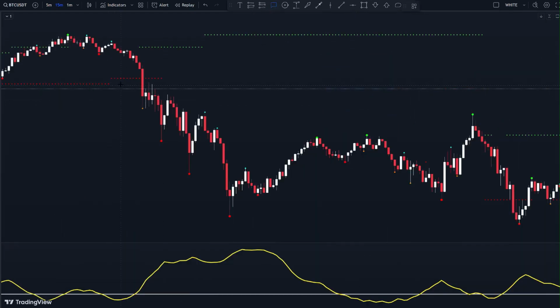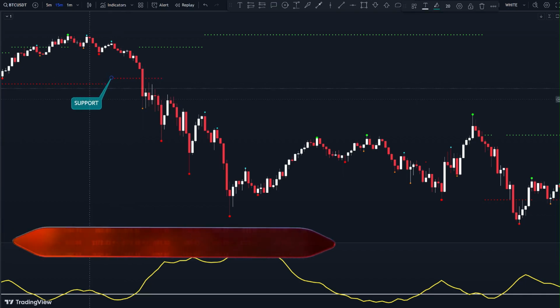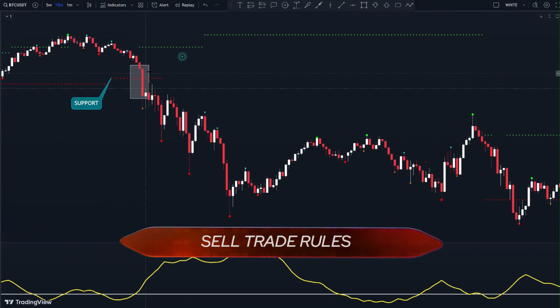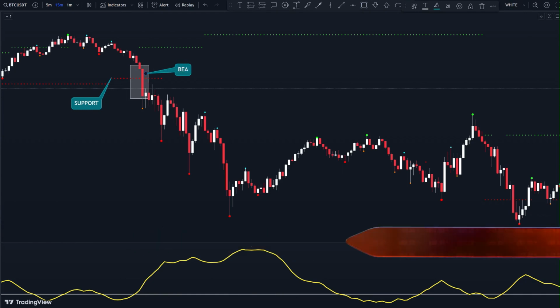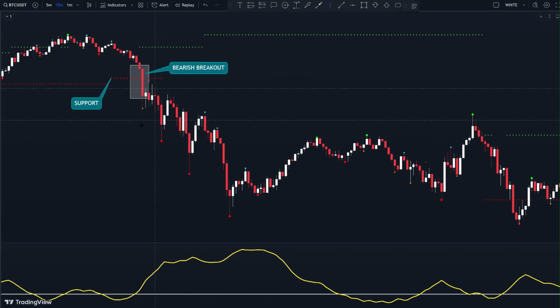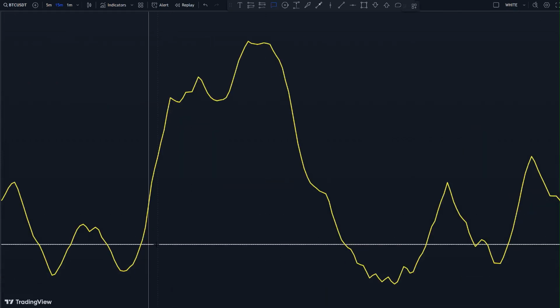Now, for sell trades, the process is similar but in reverse. When we spot a bearish breakout, we'll again draw a vertical line at the signal candle and check the ADX value. If it's above 21, the sell signal is confirmed and we'll enter a sell position.